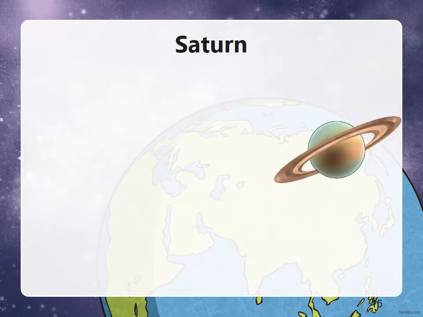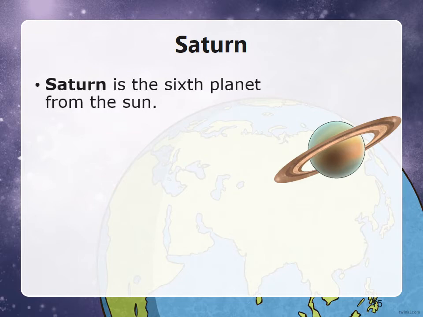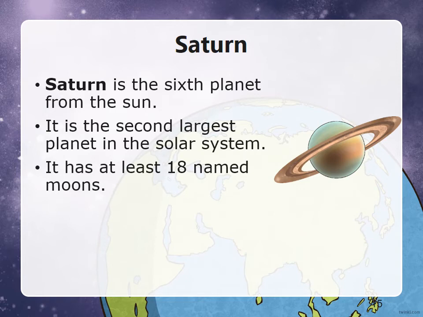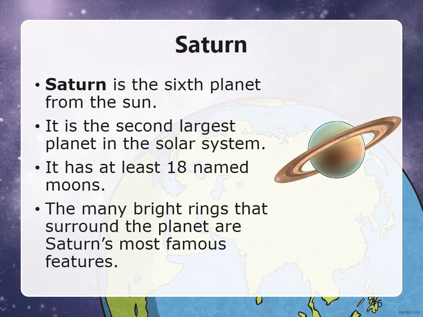Next up is Saturn. Saturn is the sixth planet from the Sun. It is the second largest planet in the solar system. It has at least 18 named moons. The many bright rings that surround the planet are Saturn's most famous features.